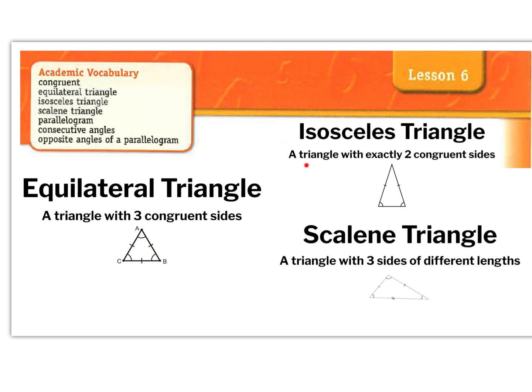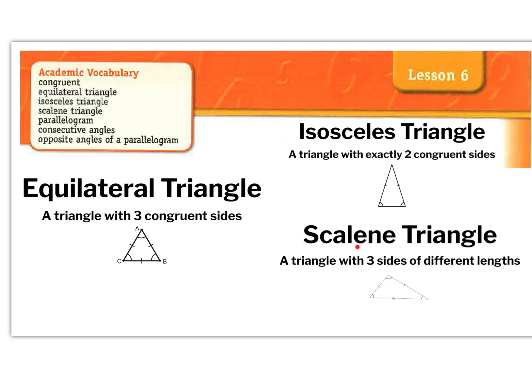An isosceles triangle is a triangle with exactly 2 congruent sides. So this side, see how it has the little lines right there again? This side is congruent to this side. They are exactly the same. So this is an isosceles triangle. It's a hard word, isosceles.